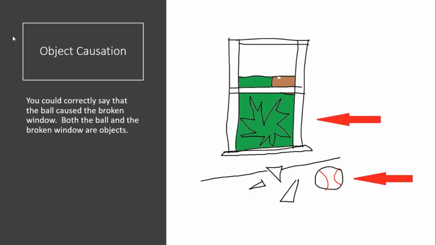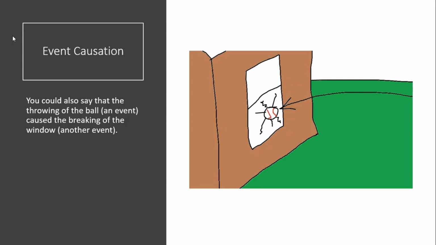Suppose you see a broken window and a baseball. You could correctly say that the ball caused the broken window. Both the ball and the window are objects. It makes sense to talk about causation that way. You could also describe the same situation this way: the throwing of the ball caused the breaking of the window. Both of those things are events. You could talk about it either way.